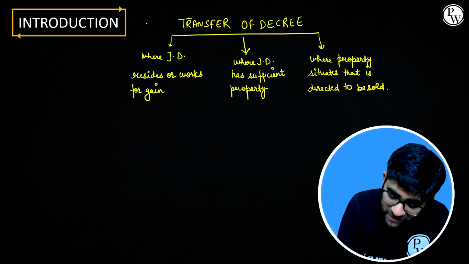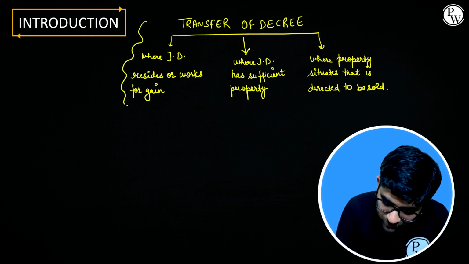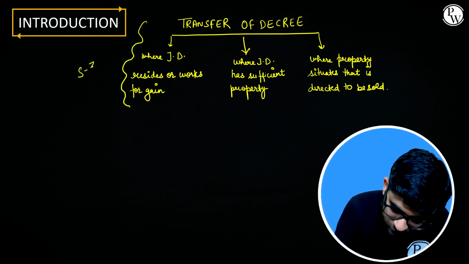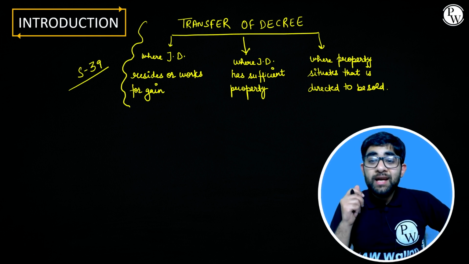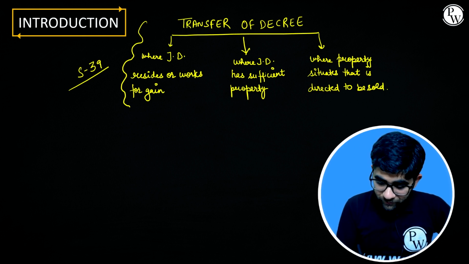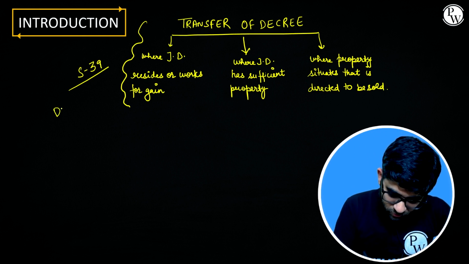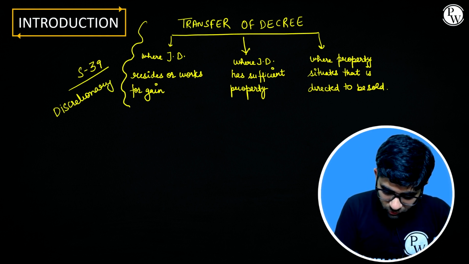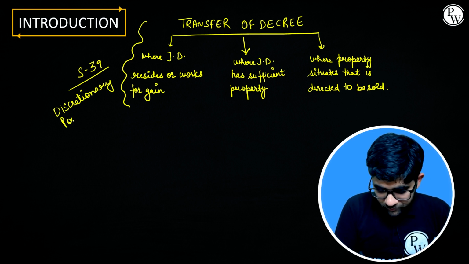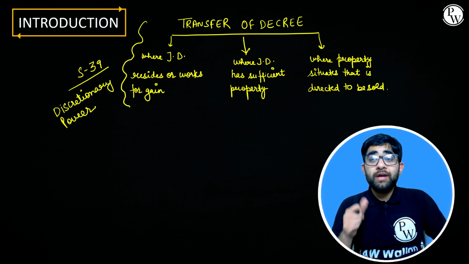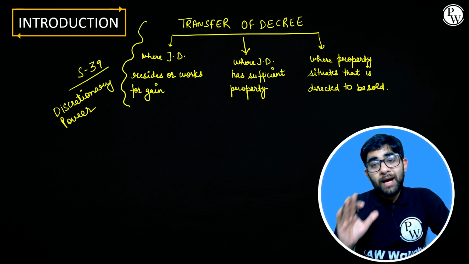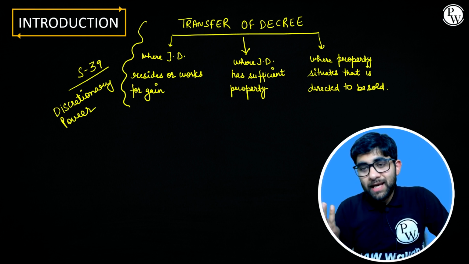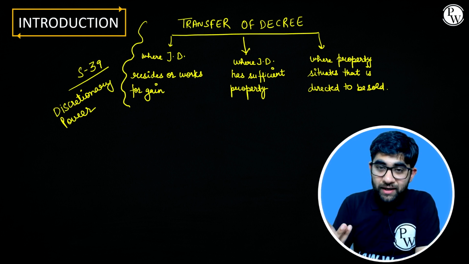Next, all this is given under section 39. This is section 39, and this is a discretionary power of the court. This power of transfer of decree is not directory or mandatory, but it is a discretionary power. It is the court's wish whether to do it or not, right?